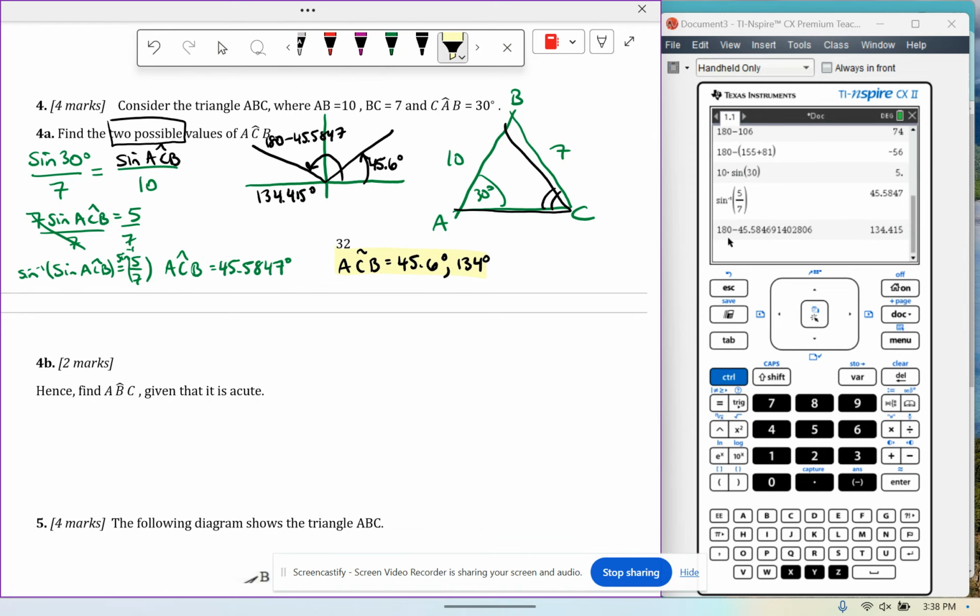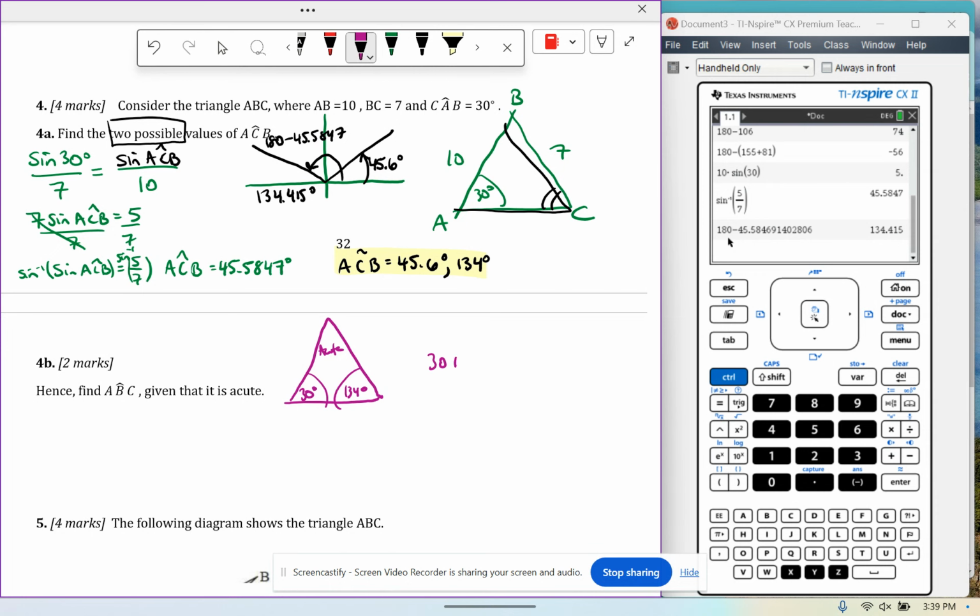And then now 4B says, hence, find angle ABC given that it is acute. Given that it is acute, so ABC is acute. If ABC is acute, we are going to have to use the 134 version. How come? Check it out.